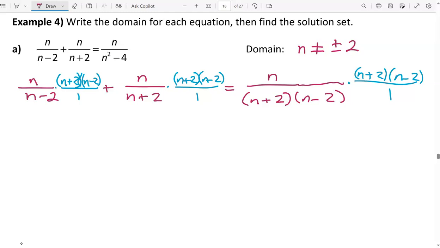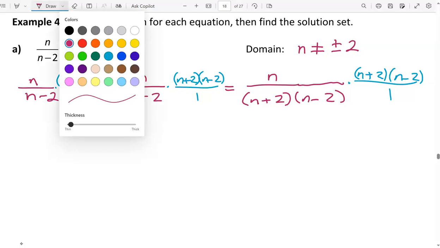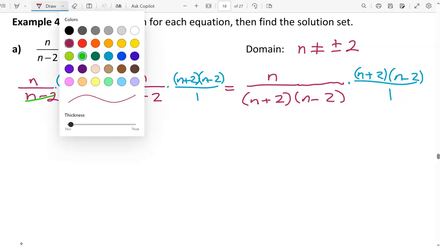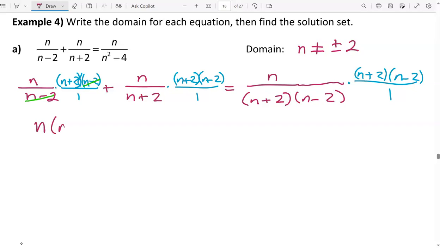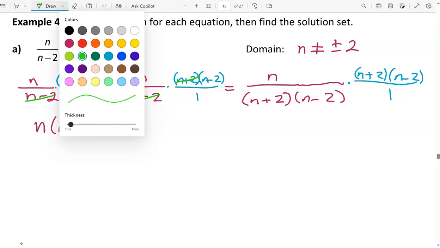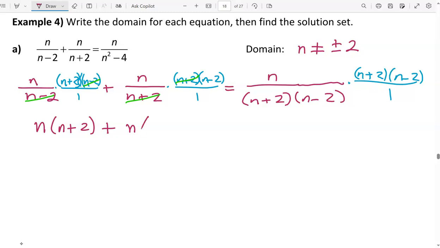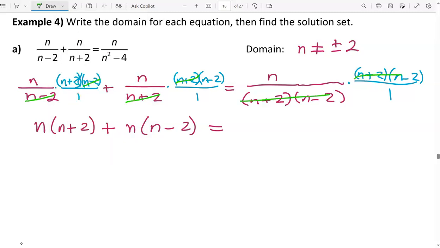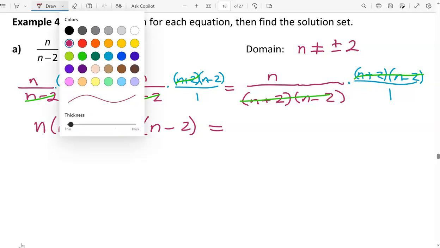All right, now let's multiply. When we multiply the LCD times the first fraction, the factors of n minus 2 cancel, and that leaves us with n times n plus 2. When we multiply the second fraction by the LCD, n plus 2's cancel, and that leaves us with n times n minus 2. When we multiply the fraction on the right side of the equal sign by the LCD, both factors cancel, and that leaves us with just n.